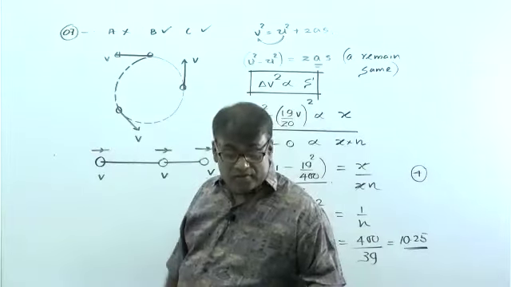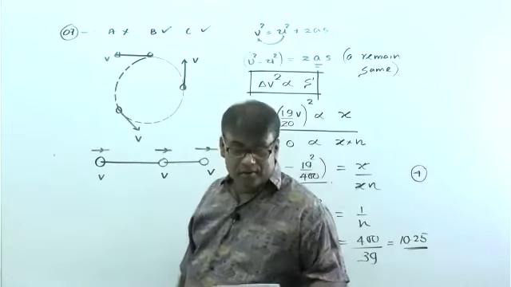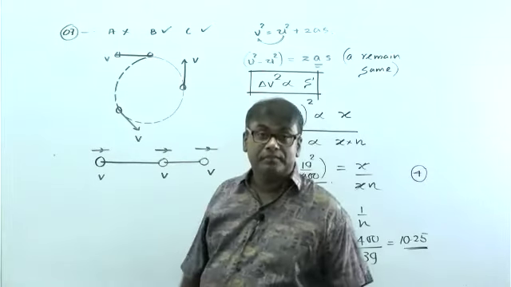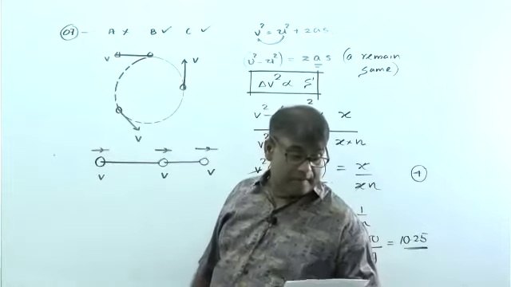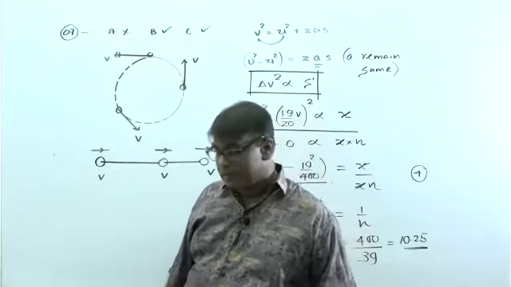You are asked to identify the incorrect one. Then it should be A. Only A is the incorrect one. The other two are correct ones. Then the correct answer is the first one. Right? Can you mark it?